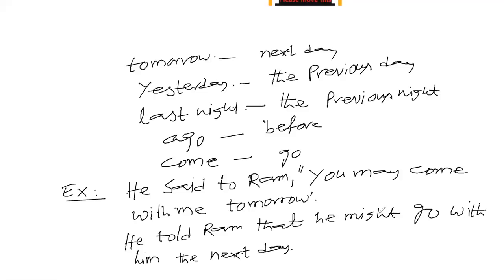So this is the conversion of direct speech into indirect speech. See, the word come becomes go here. The word may becomes might. Tomorrow becomes the next day. So these are the things you need to observe very carefully.